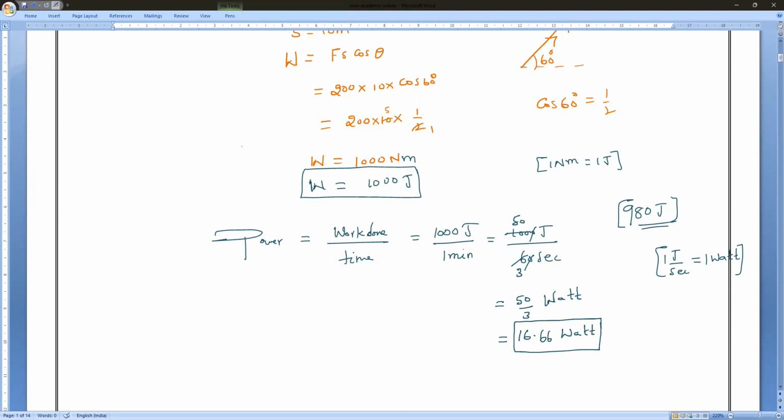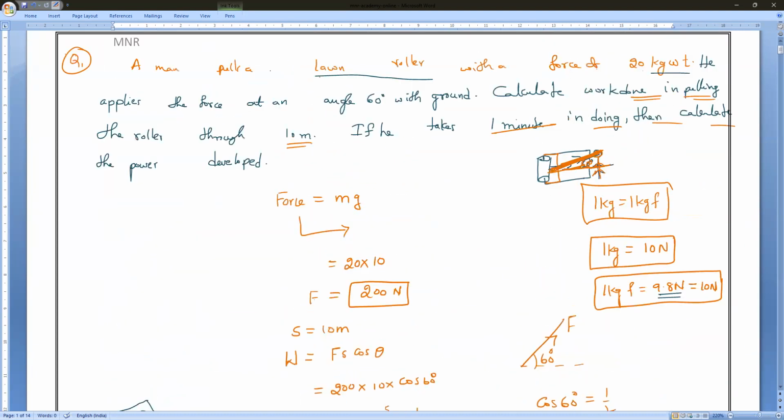So anybody having any doubt, you can ask me. Making the FBD is compulsory. According to that book, have you noticed how they are solving the question? So FBD you have to draw it. There is a lawn roller, a person is pulling it with an angle of 60 degrees to the ground. So that's all, you have to finish. How neatly I am solving, the same way I'm expecting everybody to solve.